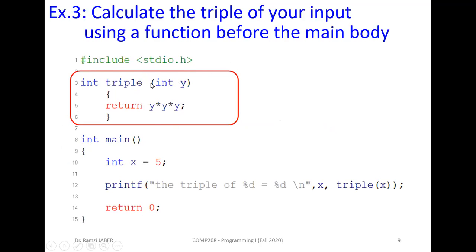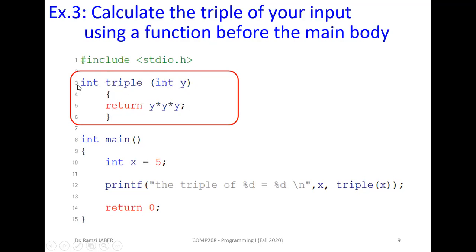Write your functions here. Int, the type of triple is integer, space, the function name is triple, argument or input is int y. You must declare also the inputs inside parentheses. You must declare it here. Int y. Open, close braces, return y times y times y.